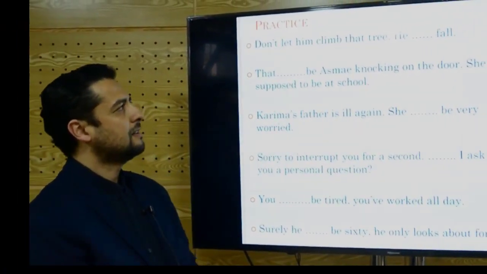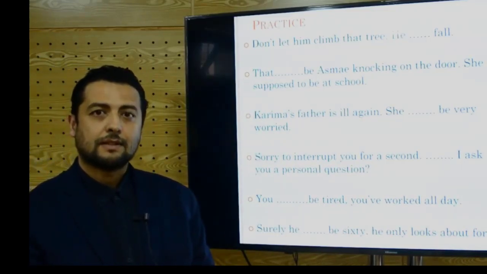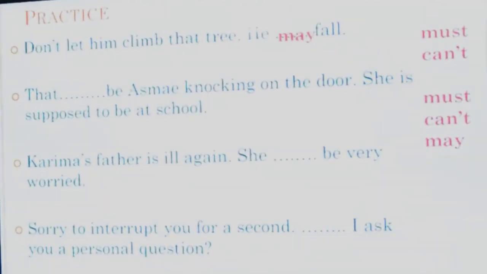All right. Okay, I think you had enough time to answer. So let's have a look at the first one. Yes, that's great. So he may fall, which means there is a possibility that he may fall from the tree. The second one. Right, that can't be Asma knocking on the door. She's supposed to be at school. Correct. Third one. Karima's father is ill again. She must be very worried. That's correct.